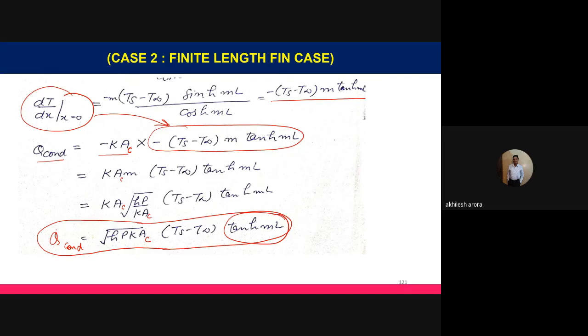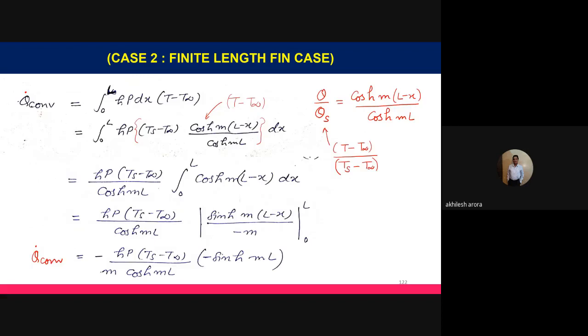If you remember exactly, this was the heat transfer value in the case of an infinite length fin. So here the addition is only tanh(ml). And this is the most appropriate case of a fin, because we are considering the finite length. In a similar way, after doing this, we can also go for calculating the value of Q convection.